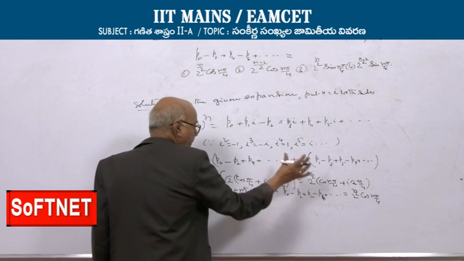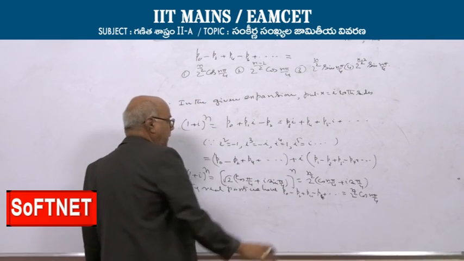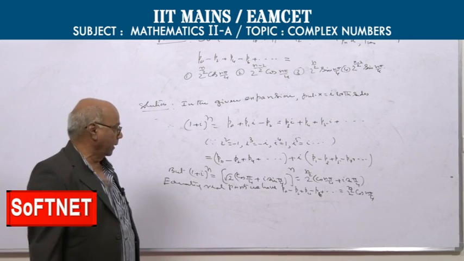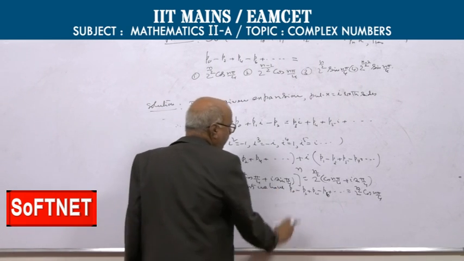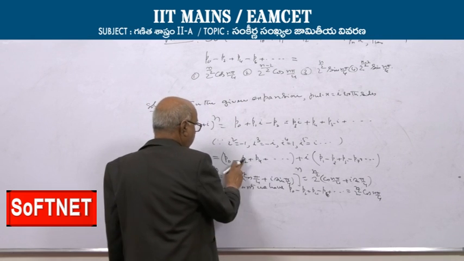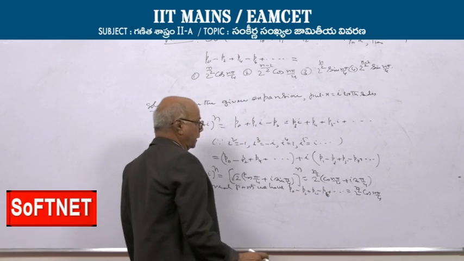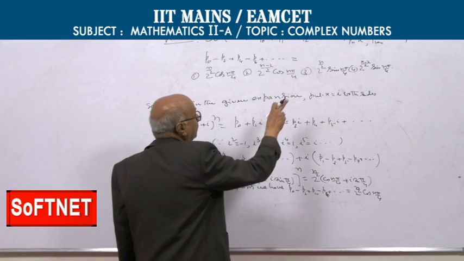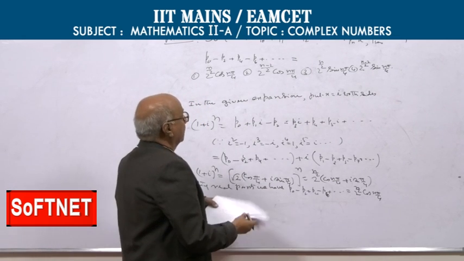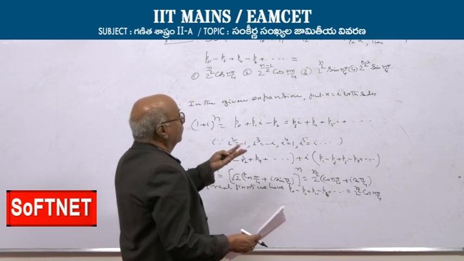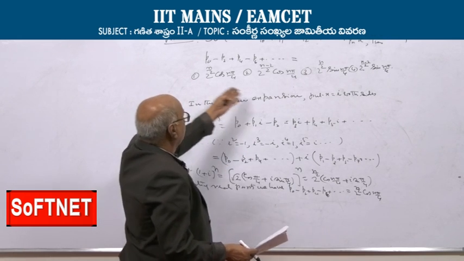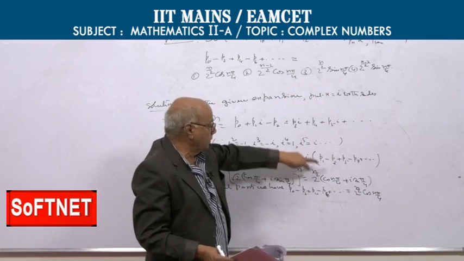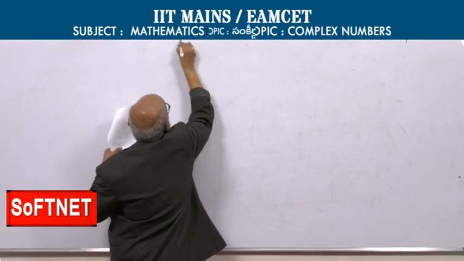Because this number is equal to this, two complex numbers are equal if and only if the real parts are equal and imaginary parts are equal. So the real part is equal to 2 power n by 2 cos n pi by 4, and the imaginary part is equal to 2 power n by 2 into sin n pi by 4. That means if it is a more than one correct answer question, this is also a correct answer.